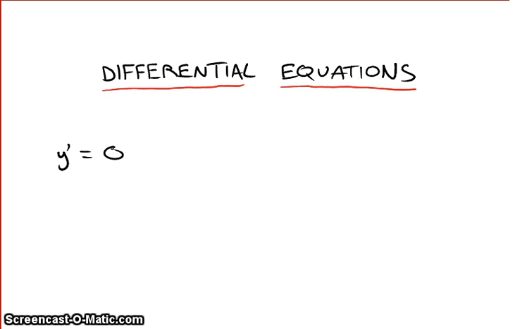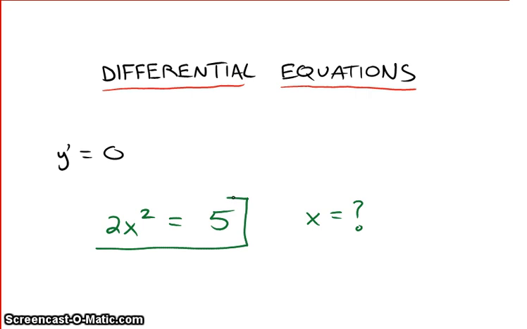Now, just like in regular algebra equations, we're going to be solving differential equations. Before we solve any differential equations, let's remind ourselves how we solve regular equations. So here's a good example of a regular equation. How about 2x squared equals 5, something like this. In a regular algebraic equation, the goal is to find x. We're looking for a numeric value for x that will satisfy the equation, something we can plug in for x that will cause this equation to be true.